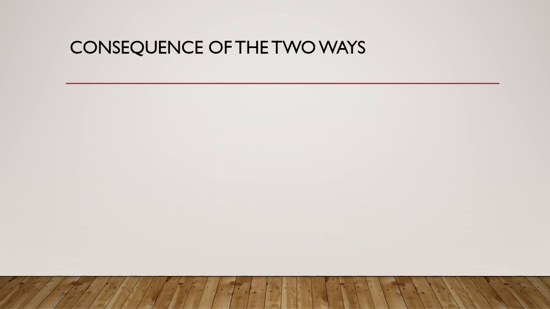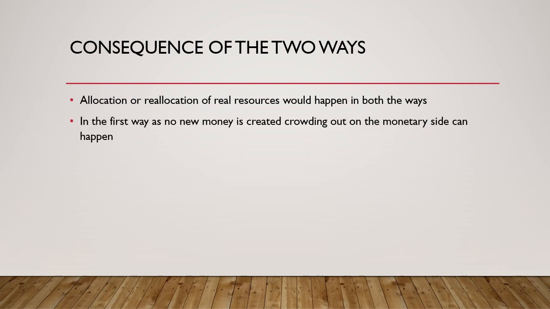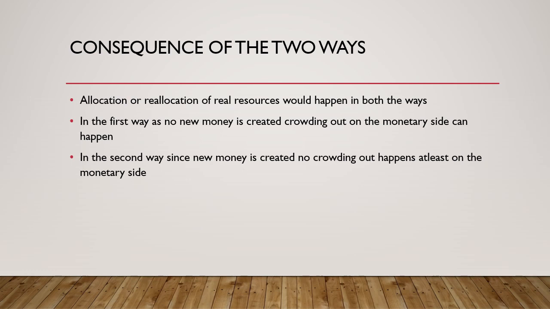What are the consequences of the two ways of funding the fiscal deficit for the government and the economy? In both cases, the reallocation of real resources will happen in the economy. However, as we saw in the first case, since no new money or very little new money is created in the economy, crowding out will occur on the monetary side, which can affect future investments and hence growth of the economy. In the second way, since new money is being created, no crowding out happens on the monetary side of the economy.